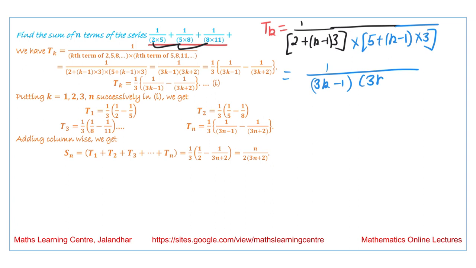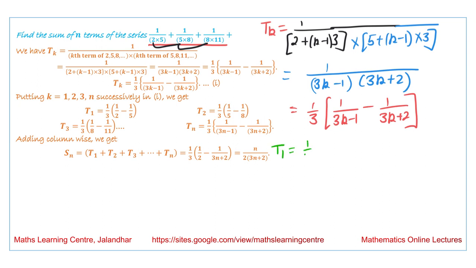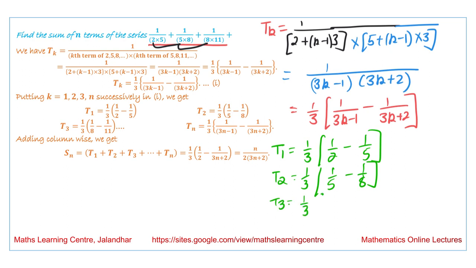1 into 3k plus 2, and by using partial fractions we can write this as 1 by 3 into 1 by 3k minus 1 minus 1 by 3k plus 2. So this is the value of tk. Now if we write t1, it is 1 by 3 into 1 by 2 minus 1 by 5. t2 is 1 by 3 into 1 by 5 minus 1 by 8. t3 is 1 by 3 into 1 by 8 minus 1 by 11.